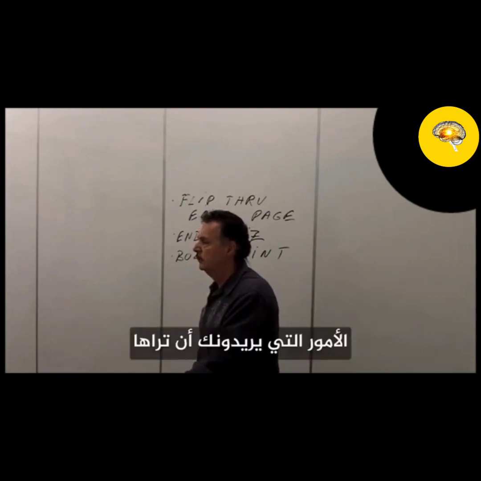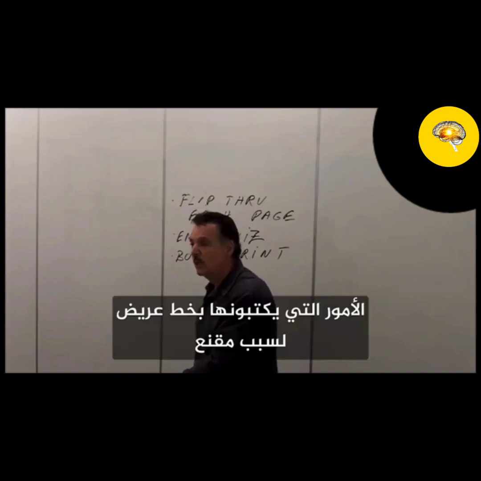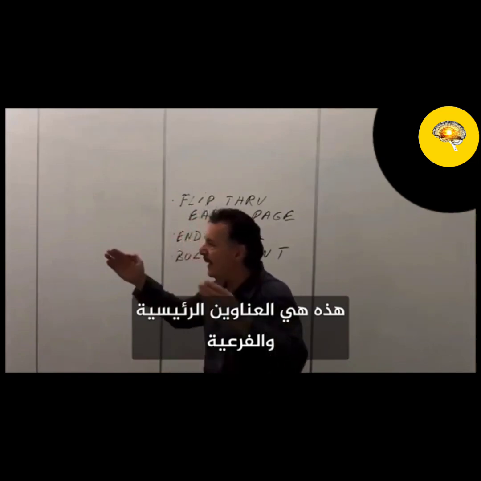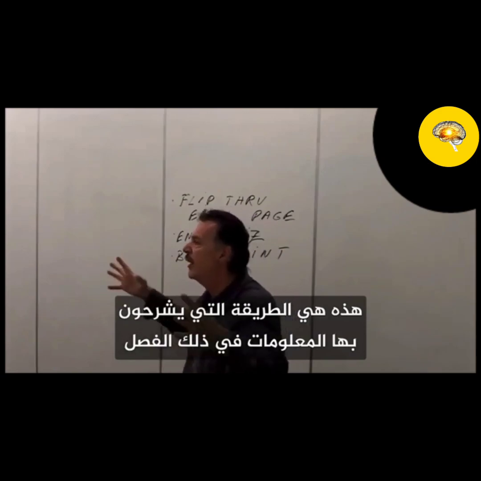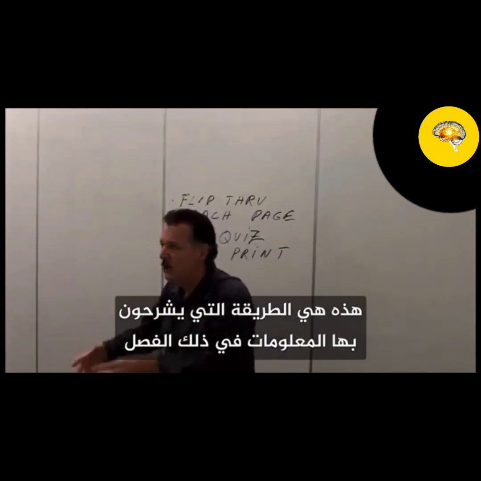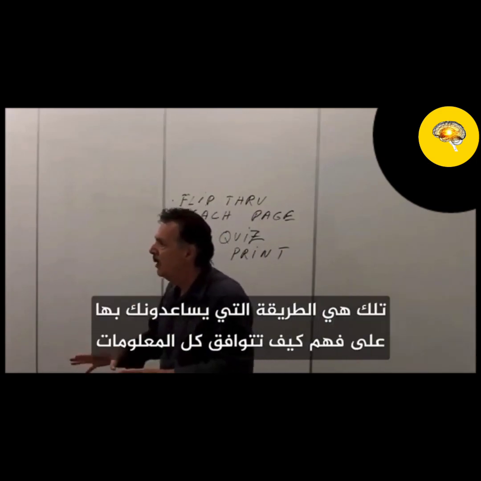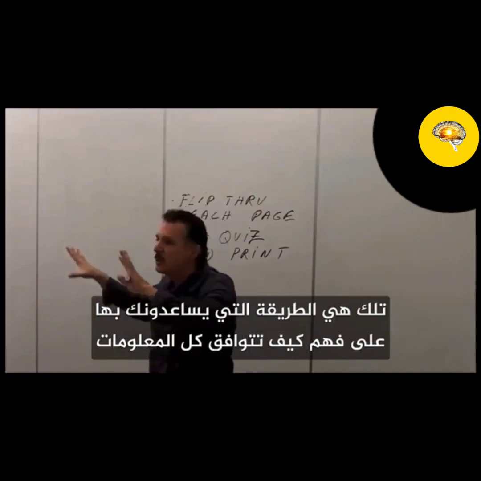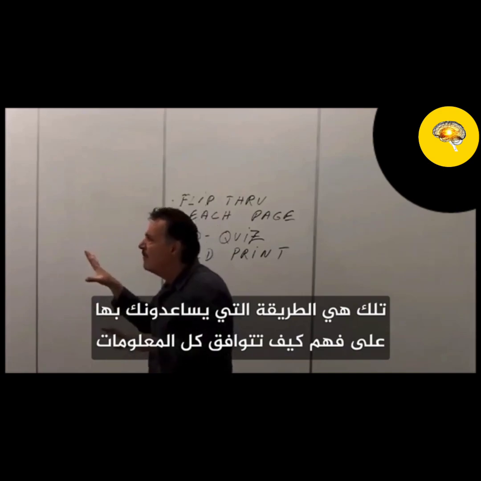Stuff they want you to remember. Stuff they want you to see. The stuff that they put in bold print for a reason. These are the titles. These are the subtitles. These are the topic headings. These are how they broke down the information within that chapter. In other words, they're going to break it down for you. So now you're kind of understanding how this stuff fits together.